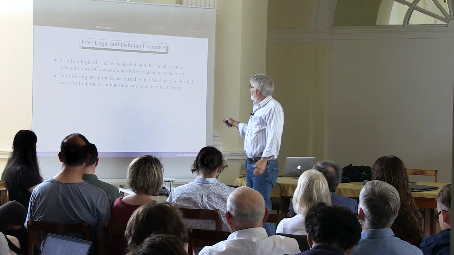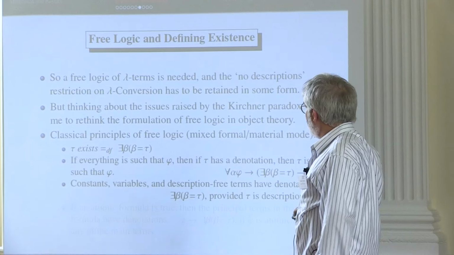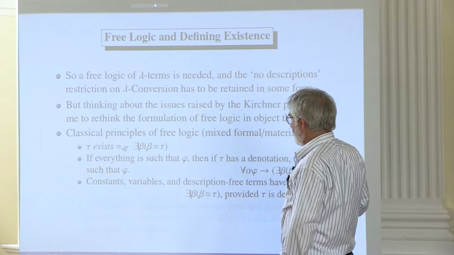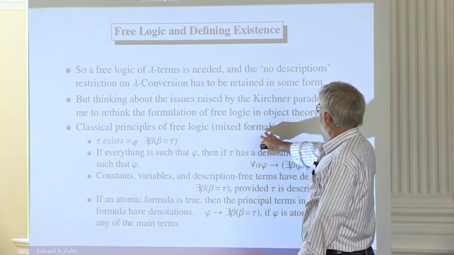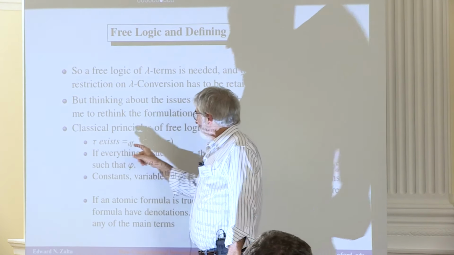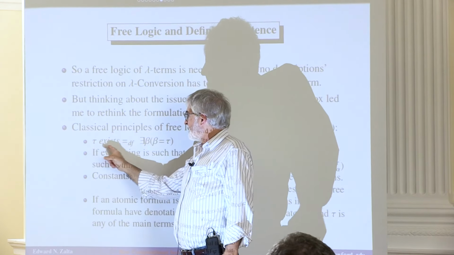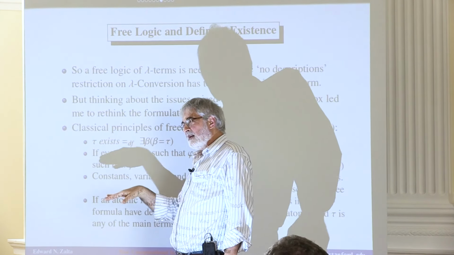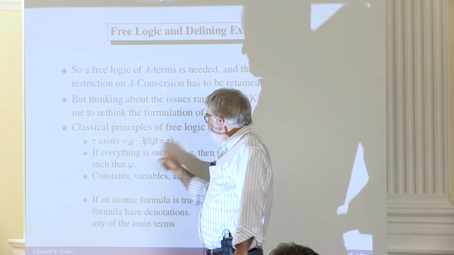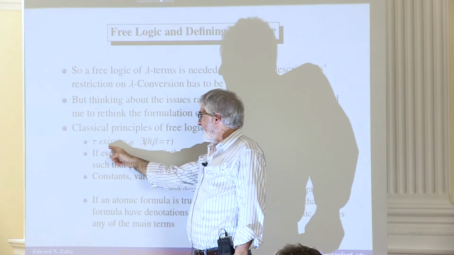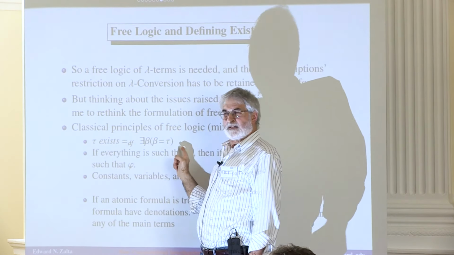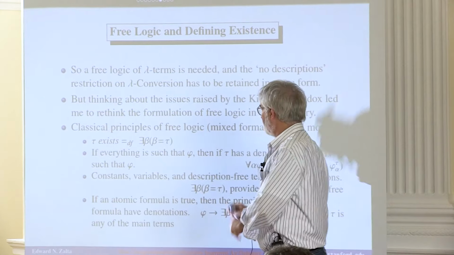Now, basically the principles of free logic, and here I'm going to say what they are in a mixed formal and material mode. Normally, in the formal mode, you would say a term has a denotation, but when you jump inside the theory, you're saying whether something exists or not. And typically, in a free logic, you define the existence of a term or the denotation of a term just in case there's something that's identical to that thing. That's a standard move in free logic.